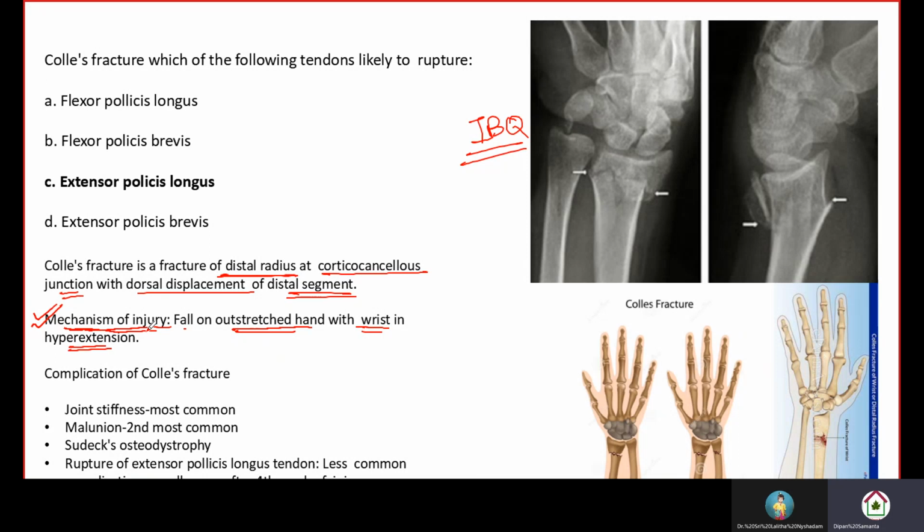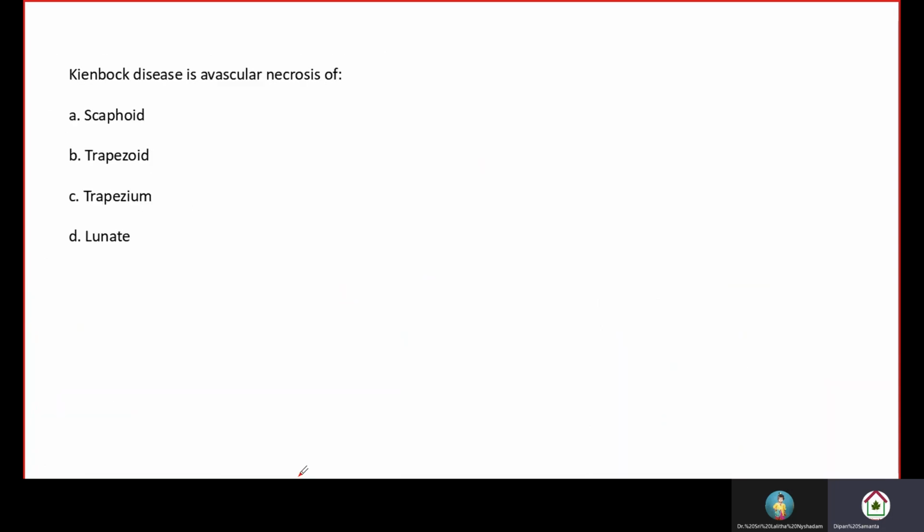So what are the complications of Colles fracture? Joint stiffness is the most common one. Second most common is malunion. Sudeck's osteodystrophy also occurs, and rupture of extensor pollicis longus. Rupture of the extensor pollicis longus tendon is a less common complication, usually seen after the fourth week of injury. Less common, but it occurs. The extensor pollicis longus tendon may rupture in Colles fracture.